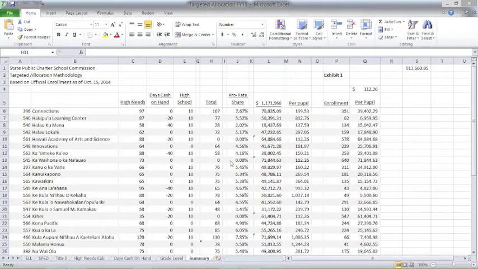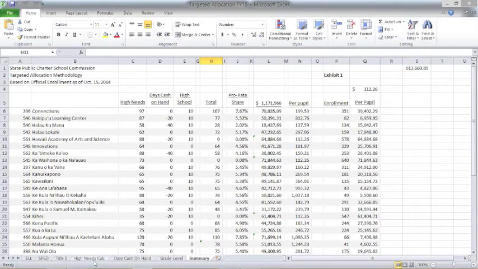Okay, the targeting allocation methodology uses points and then based on total points allocates a pro rata share to each school. The components of the point calculation are based on the high needs population served by the school, days cash on hand for the school as of 6/30/2014, and the high school component if the school is offering a high school program. So the biggest part is the high needs component, and that is comprised of ELL students served, SPED students, and Title I students.